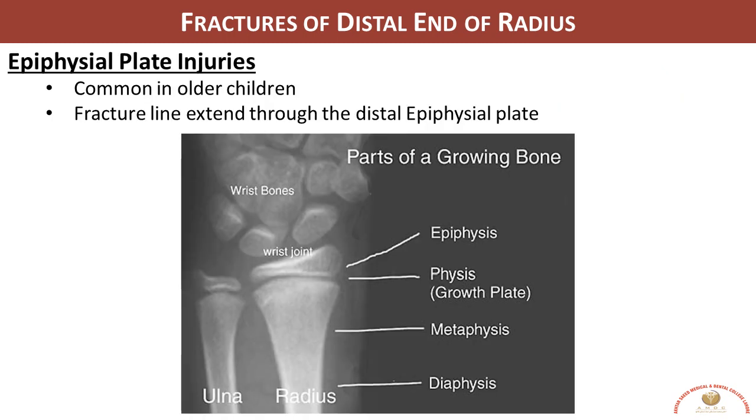Now coming towards the epiphyseal plate injuries. It is one of the categories of the distal end of radius, but as the name indicates, epiphyseal plate. So definitely it will happen in children where the epiphyseal plate is not completely joined with the metaphysis. Here you can see this is the epiphyseal plate. In case of an outstretched hand or fall on the upper limb, children will get the epiphyseal plate injury. The fracture line extends through the distal epiphyseal plate. And there the healing process is similarly very fast because of the rich blood supply.